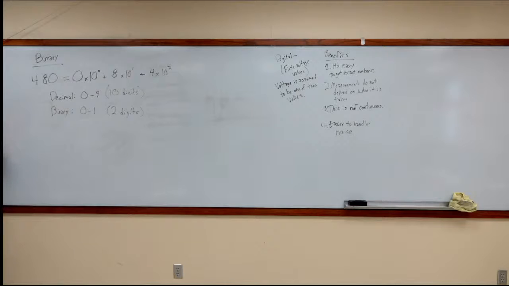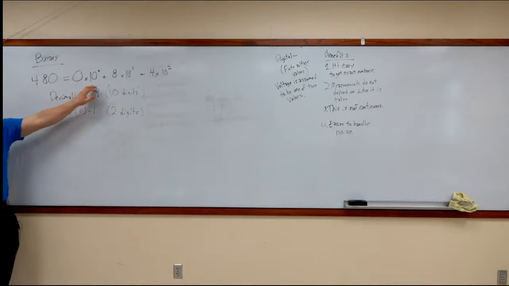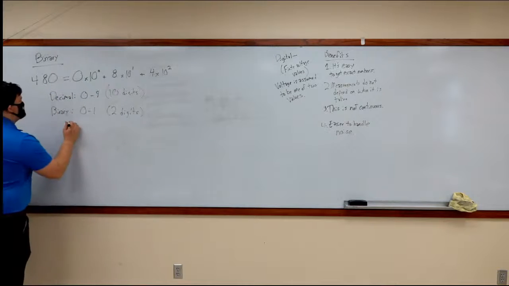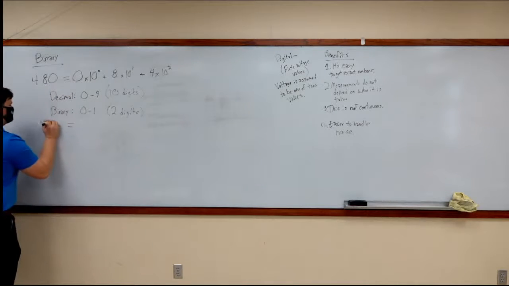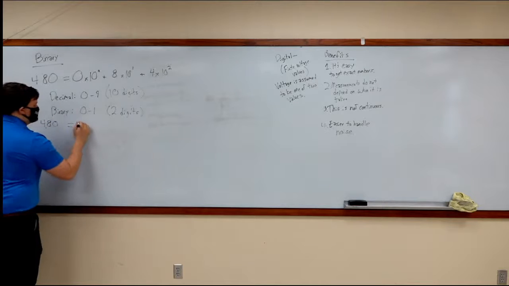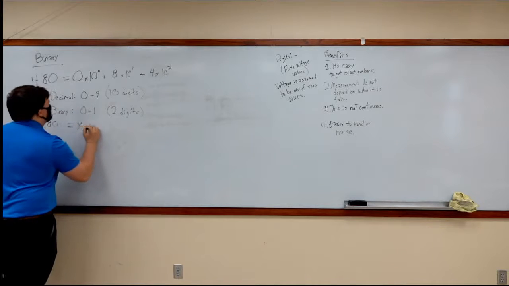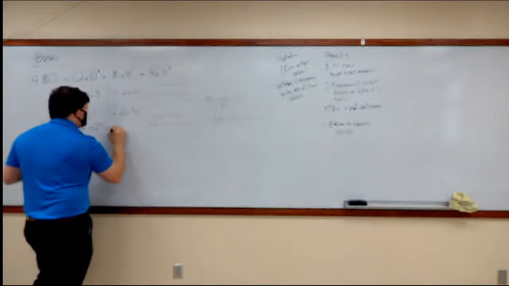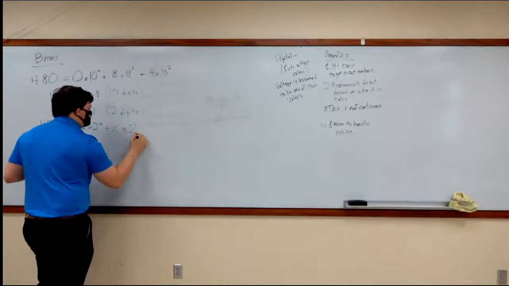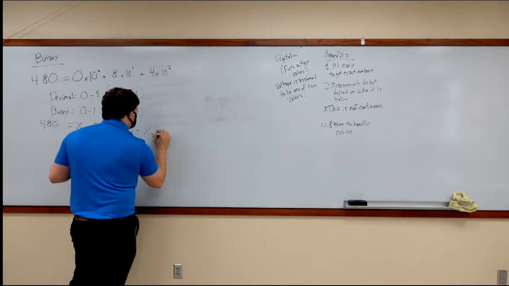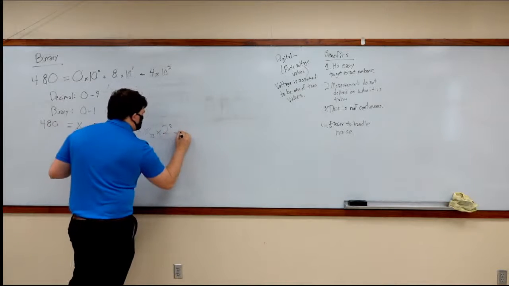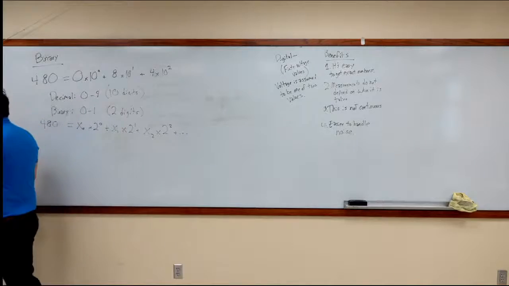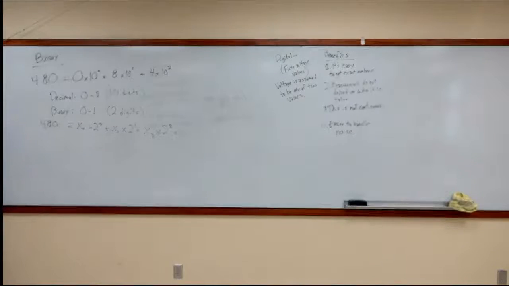So how do we represent this as a binary feature? Well, we have to do the same thing. 480 has to be equal to some number times 2 to the 0th plus some number times 2 to the 1st plus some number times 2 to the 2nd plus some number, etc., etc. Okay? That's how we have to build it.